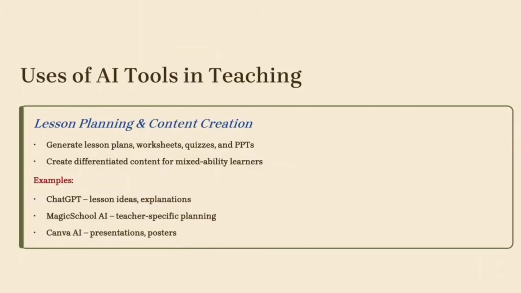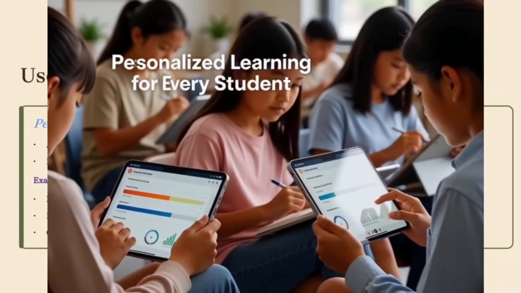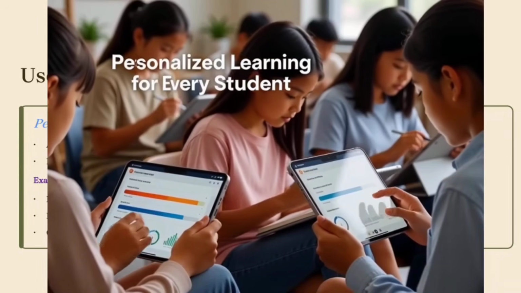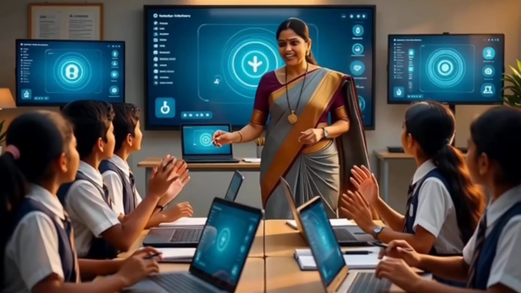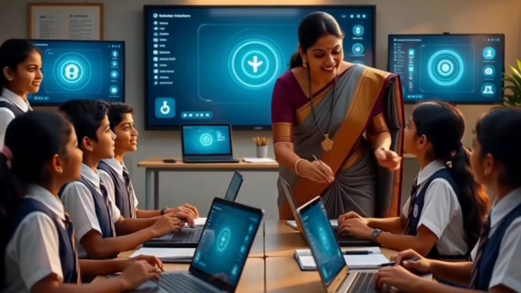So for example, tools like Chat GPT, Magic School AI, and Canva AI help teachers save time and focus more on students' interaction. Next is personalized learning with AI. Every learner is different. AI tools analyze student performance and provide learning material according to individual needs. For example, Khan Academy recommends practice questions based on students' mistakes. Duolingo adjusts language difficulty according to learner progress. So this ensures no student is left behind and no student feels bored.